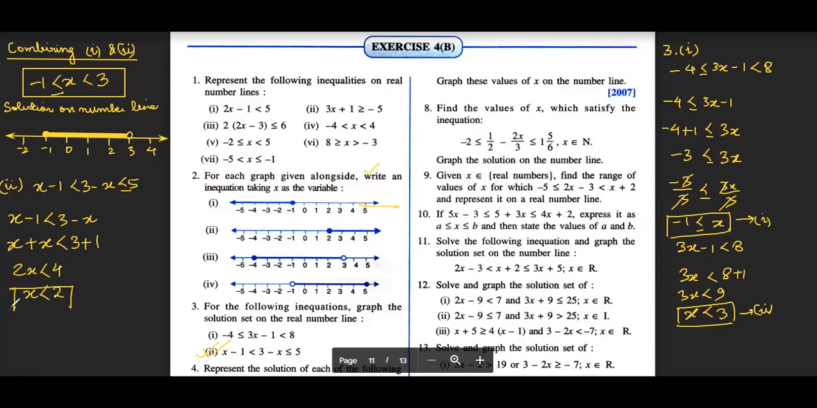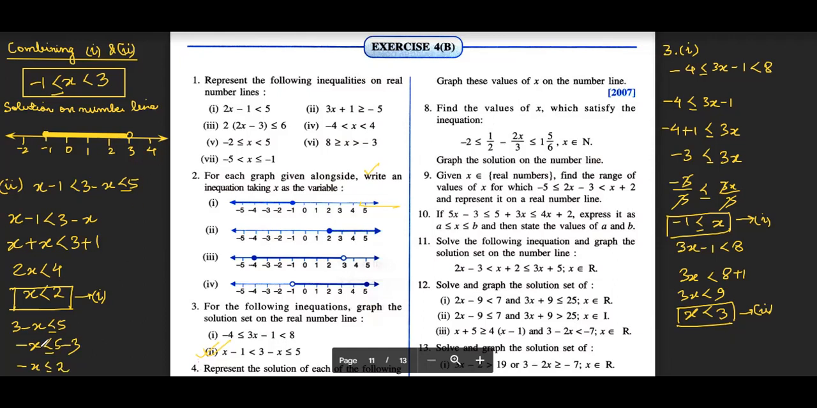ठीक है? Finally I've got this. I have divided 2 on both sides and I've got this. This is in equation number 1. Then I will solve this another half, which is 3 minus x less than equal to 5. Minus x remains on this side, less than equal to 5 is already here, minus 3 udhar chala gaya. I have minus x less than equal to 2.